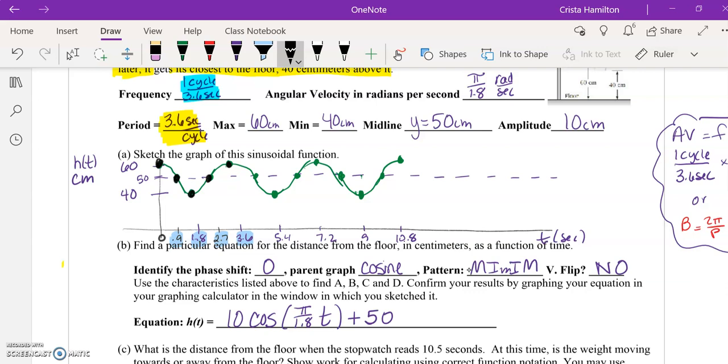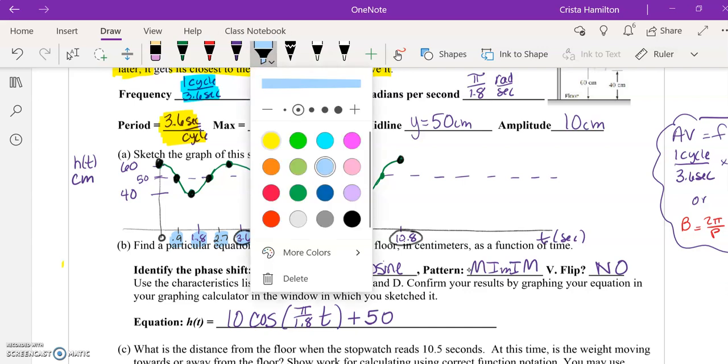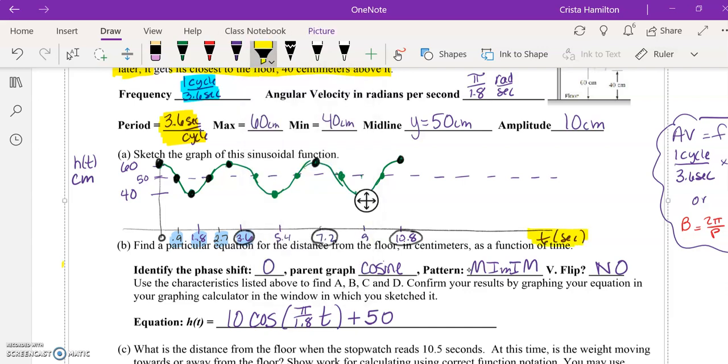And again, I usually like to show about 3 periods of the graph. So I pretty much took the 3.6, added 3.6 to it to get the next end of a period, added 3.6 to that to get the next end of the period, and just continued the pattern. Make a note that your x-axis is your time in seconds, your y-axis is your height in centimeters.